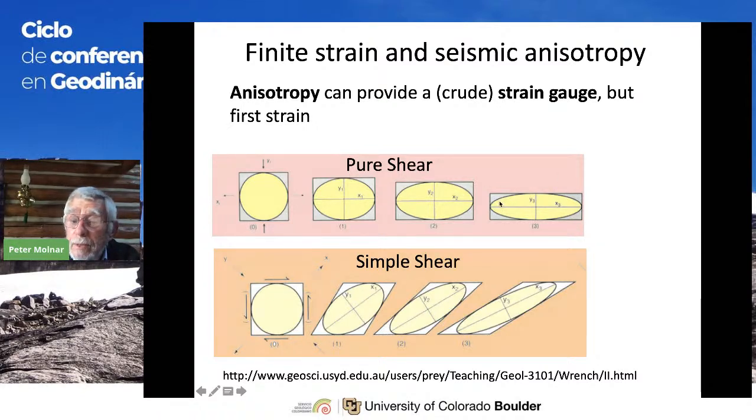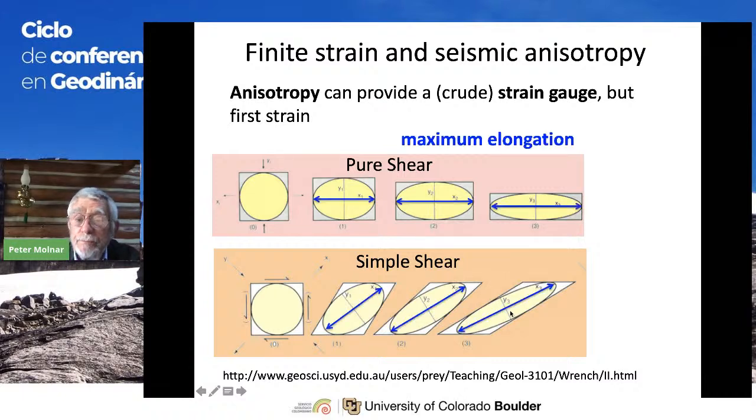This is pure shear, squashed in one direction, stretched in another, or simple shear, where we apply a strike slip like boundary condition, stretch it and rotate it, stretch it and rotate it. We wind up with these shapes, these strain ellipses. The maximum elongation, I mention this because this is important in the seismological analysis for olivine. I should say not for ice. Ice is very different. Ice is also anisotropic.